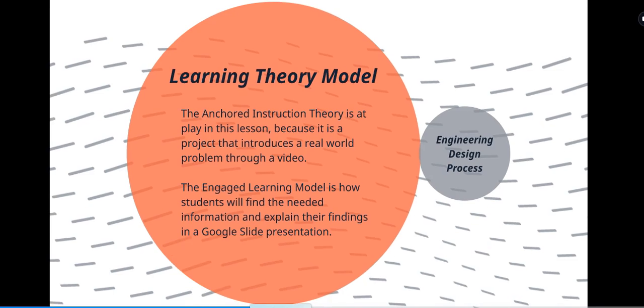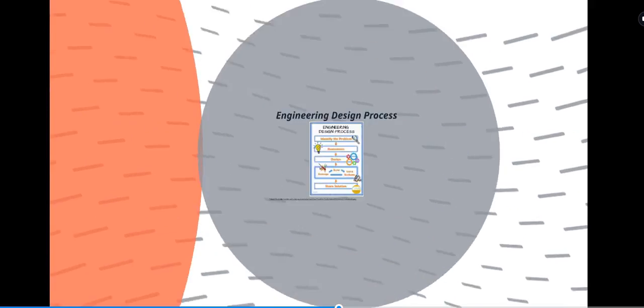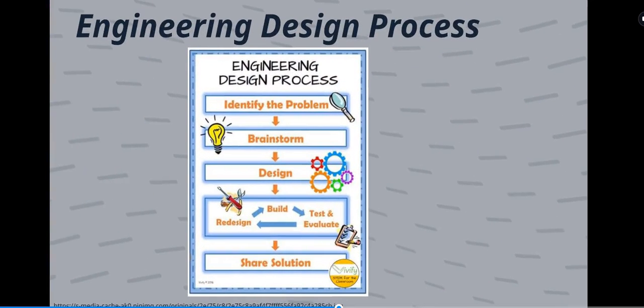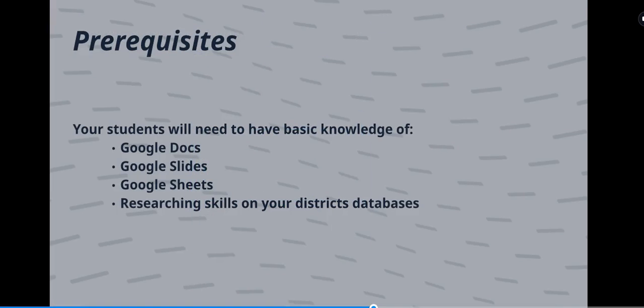The instructional design that I chose to use with this project is the engineering design process. The engineering design process has 5 major steps. So prerequisites before you can even start this project: your students would have to have a basic knowledge of Google Docs, Google Slides, and Google Sheets. They would also need to understand how to research on the district's databases. So you'd have to be able to trust them, and they need research skills.